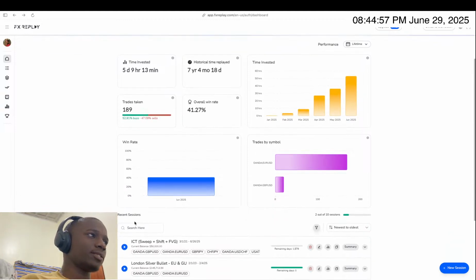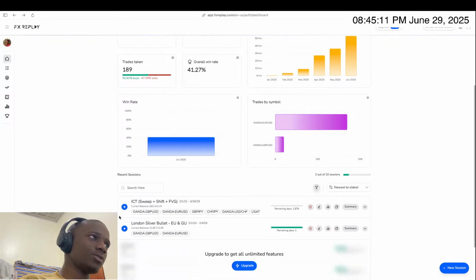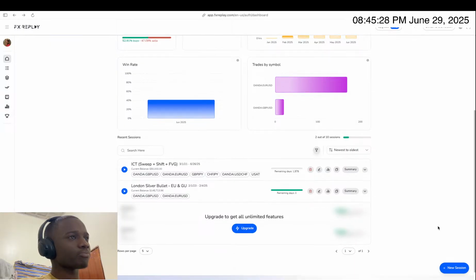I'm going to backtest this ICD sweep shift plus fair value gap, and I've chosen 6 pairs: GU, EU, GJ, CJ, USDCHF, and the NAS 100 for that. So maybe we can do this whole session for May if possible. I added multiple pairs that I'll be switching, and I think we'll do it for the whole July. I meant not May, I don't know why I said May, but we'll do it for the whole July. So let's get started with the session right away.